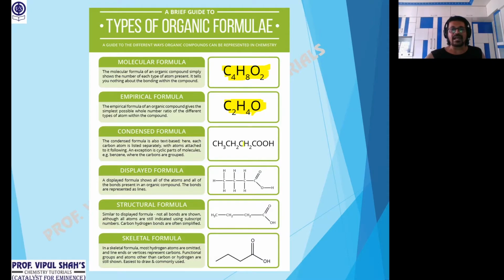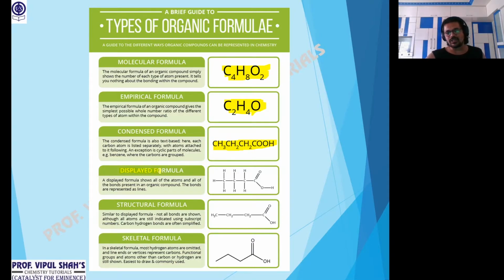Third, we have the condensed formula. That's what you see, 4 carbon atoms written like this. Now this can be written still more condensed, meaning CH3, CH2 is 2 times. We can write CH2 in a bracket and write 2 as a subscript down over there. So CH3, bracket CH2, the whole twice, and then COH. So that's the condensed formula.